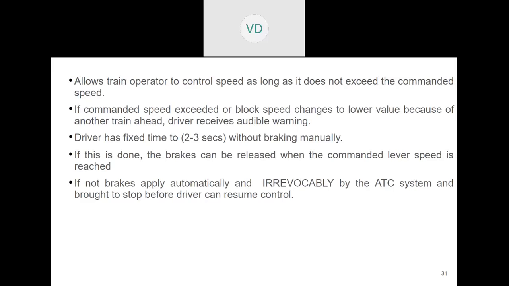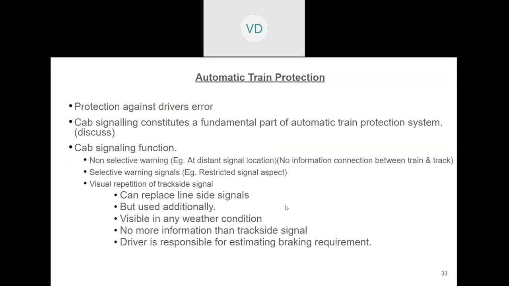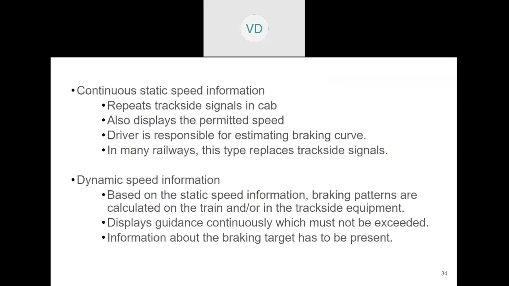Next. So the classification falls into these 3-4 simple categories: wayside signaling plus intermittent warning. The next is wayside signaling plus intermittent warning and enforcement. The next is continuous cab signal plus speed enforcement. First was continuous cab signal, then added to that was speed enforcement. Then of course the PTC and other new technologies like CBTC have come next. Next. This is already superfluous. Go to the next. This also I have covered already. Continuous. Next.